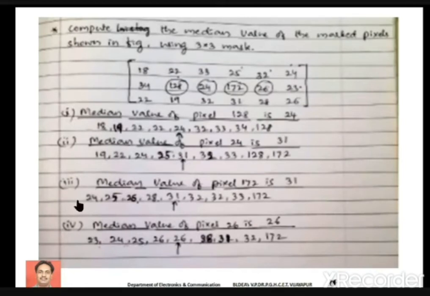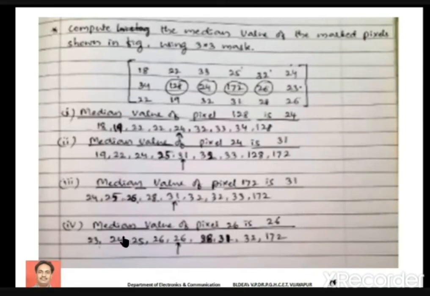Okay. Then similarly we have the median value for pixel 172. This time you make this 172 the center pixel and consider these surrounding pixels for calculating its median, right? So we get the ascending values as 24, 25, 26, 28, 31, 32, 32, 2 times we have 33, 172. So again the middle value 31, we call it as median, and this 31 is assigned to the location 172.